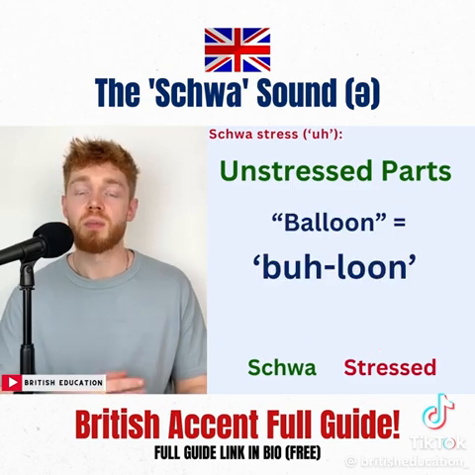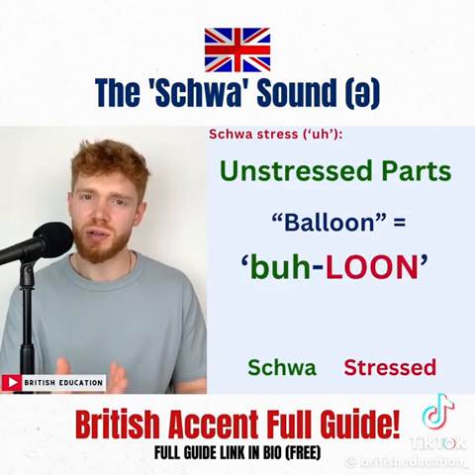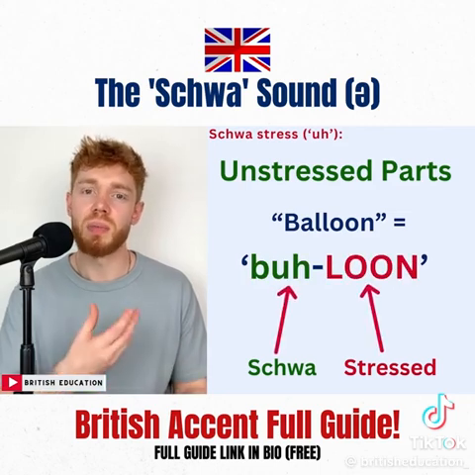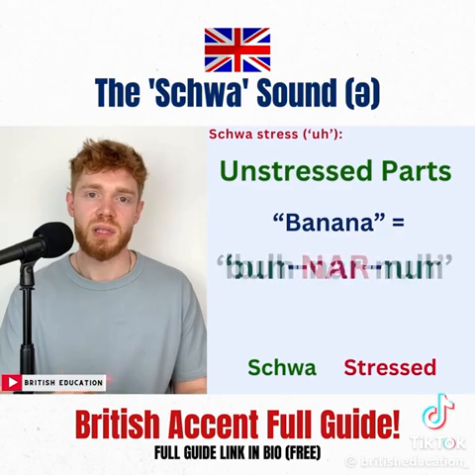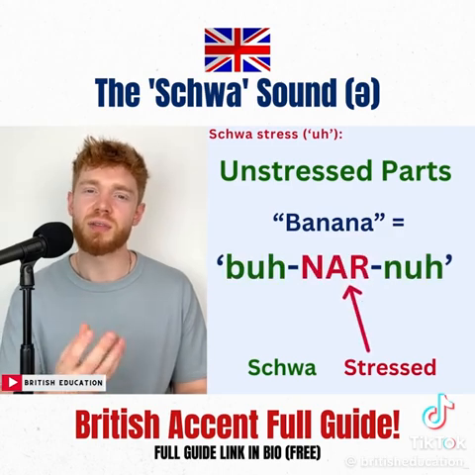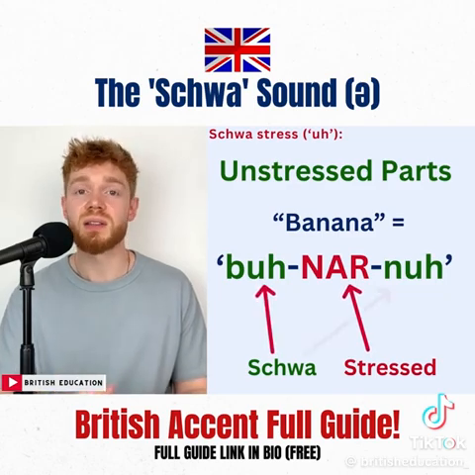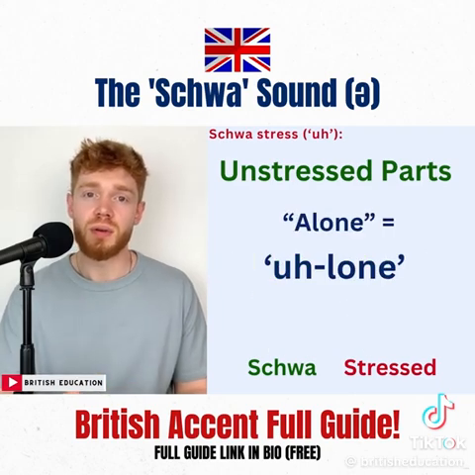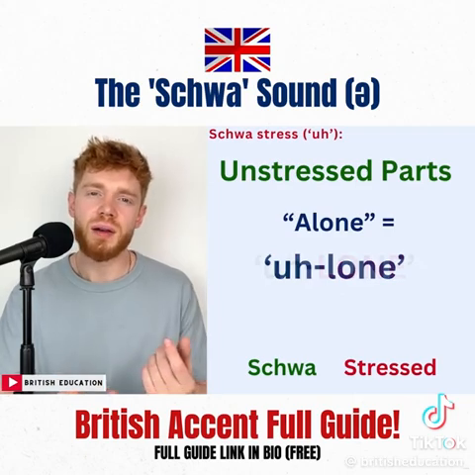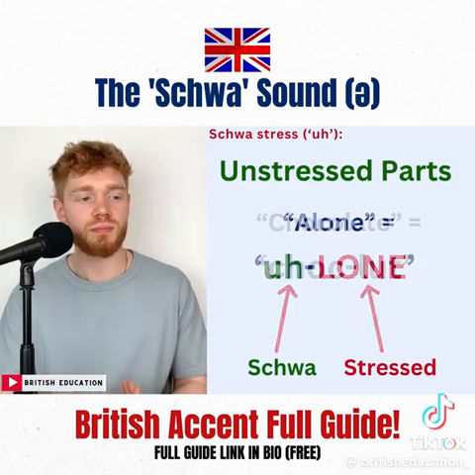So we have balloon. Here the loon is a lot stronger, right? And the b is a schwa sound. Balloon. Banana. So we have b, na, na. There's a big stress in the middle. So the b is a schwa, the first na isn't, but the last na is. Banana. Alone. The lone is very strong. So that's the stress part, and the a is the schwa.